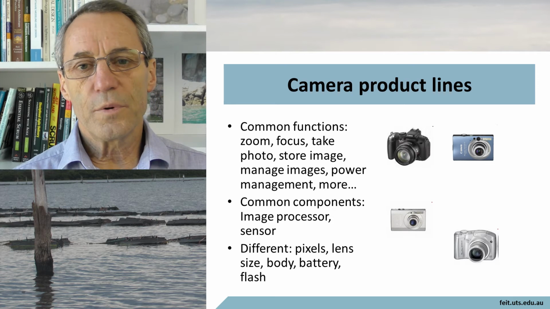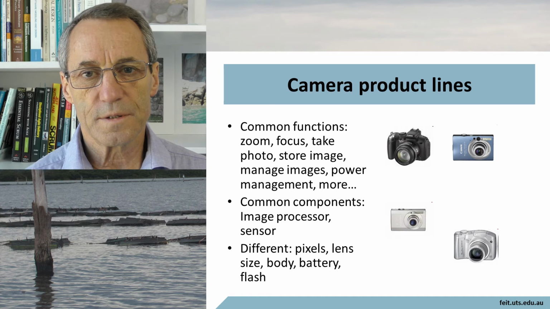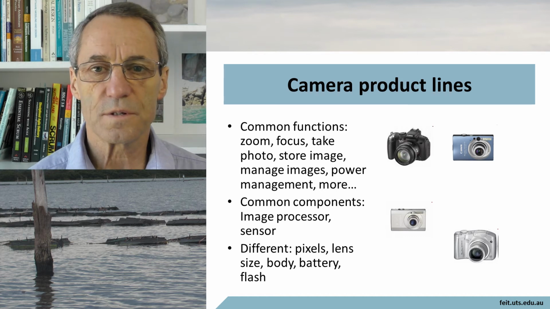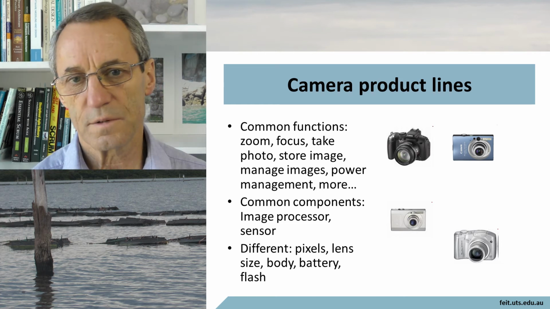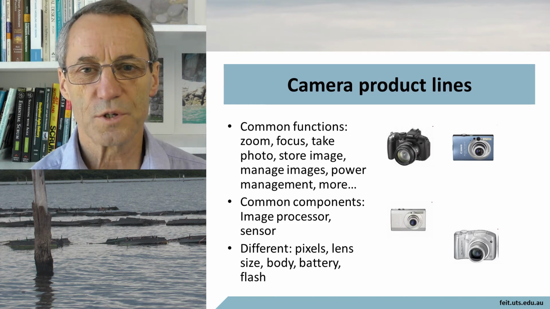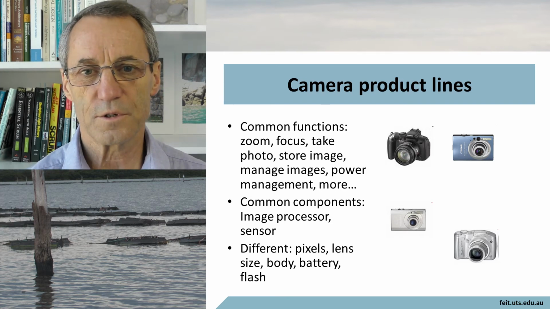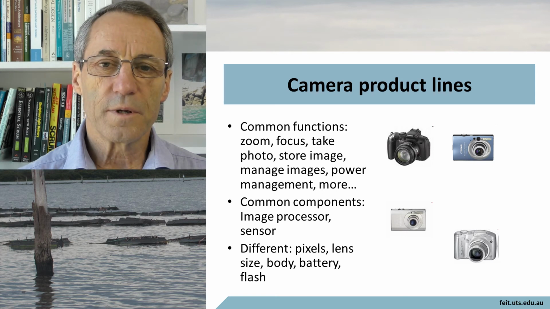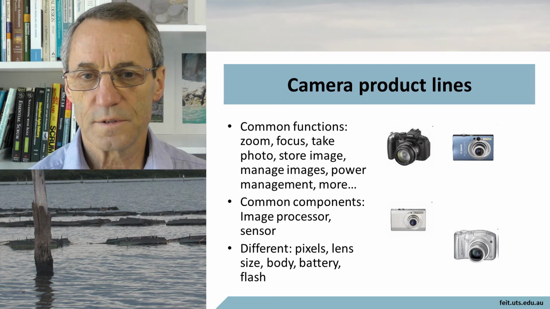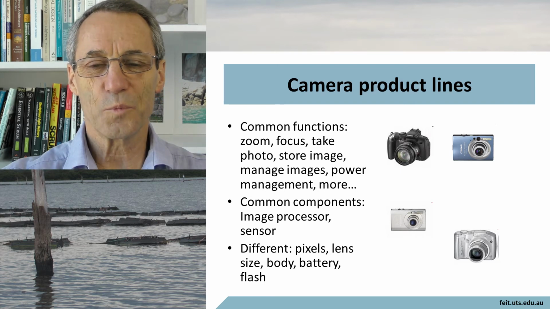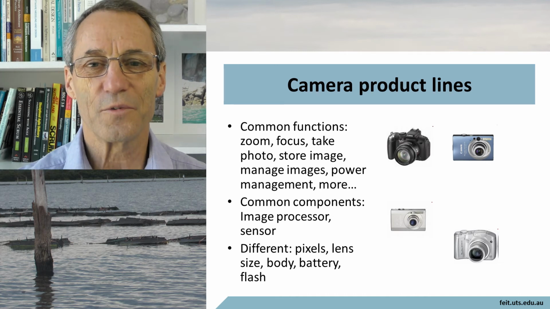However, there will be common components. In a camera, there will be common physical components. The sensor tends to be a common component among different varieties of cameras. In fact, the same sensor can be shared across video cameras, point-and-shoot cameras, and digital SLRs. Similarly, although not a physical component, the image processor is, you get a line of image processors, and it will be included on different cameras.